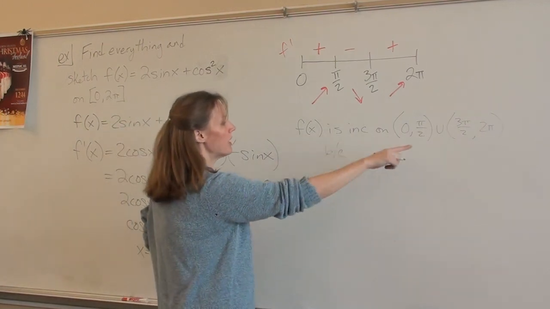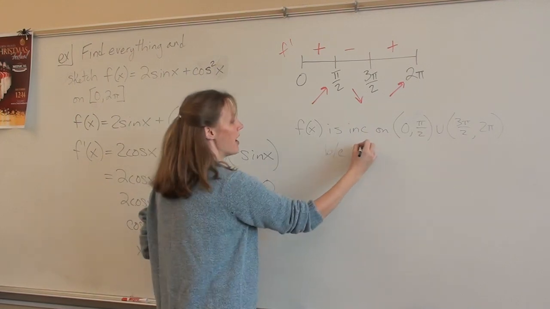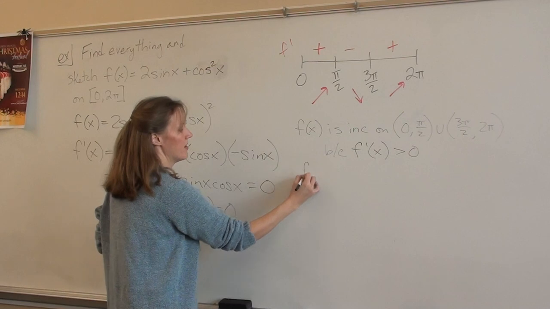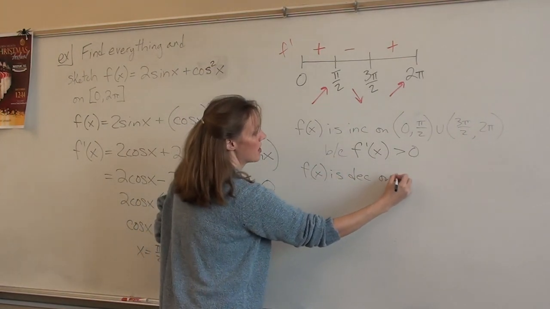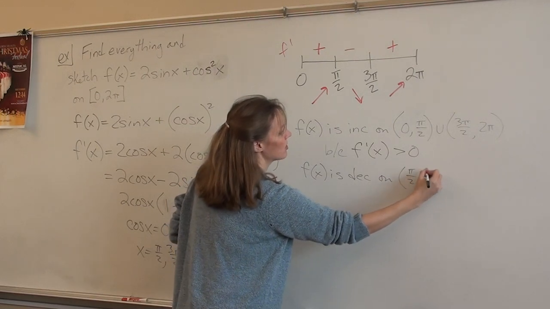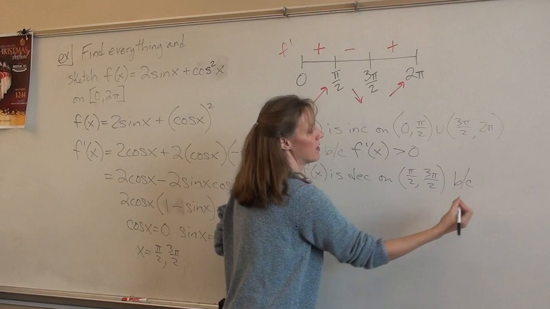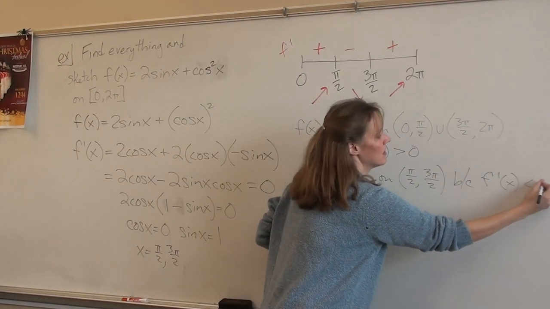Okay, so why is it increasing? Because f prime of x is positive, because f prime of x is greater than 0. Good. f is decreasing on pi halves to 3 pi halves. Why? Because f prime is negative, or f prime is less than 0.